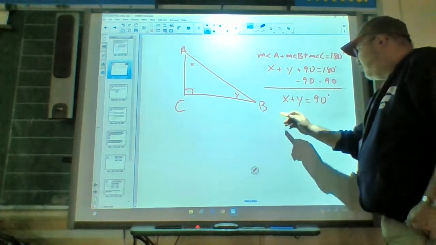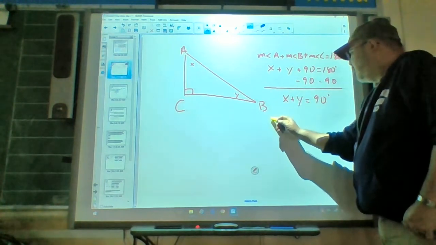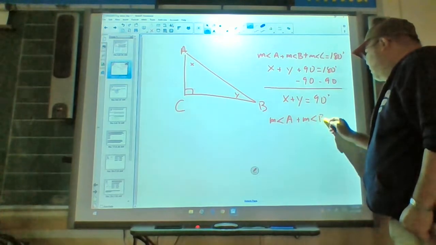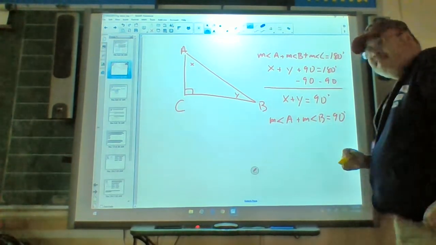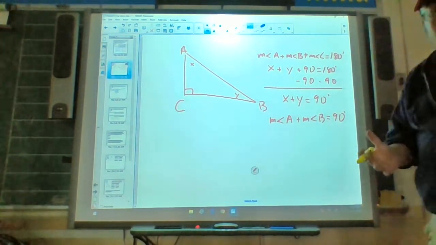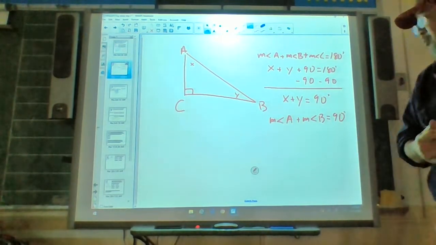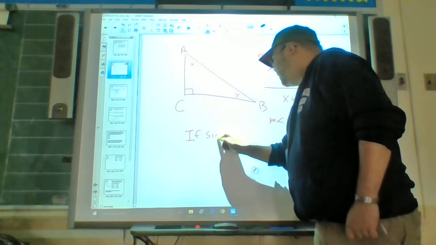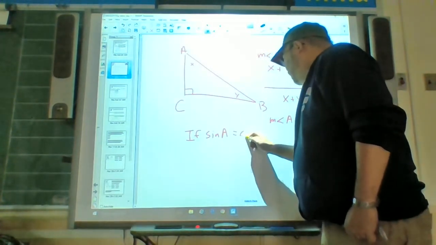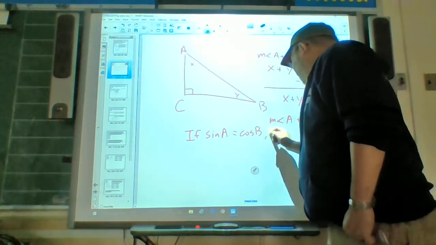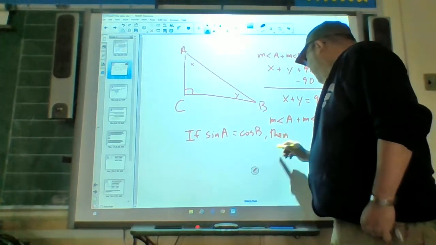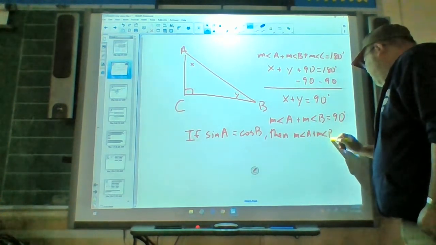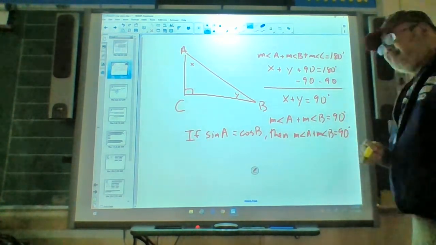That means the measure of angle A plus the measure of angle B equals 90 degrees. And that's the relationship we have in this case. Measure angle A plus measure angle B equals 90 degrees. So if the sine of A equals the cosine of B, then the measure of angle A plus measure angle B equals 90 degrees.